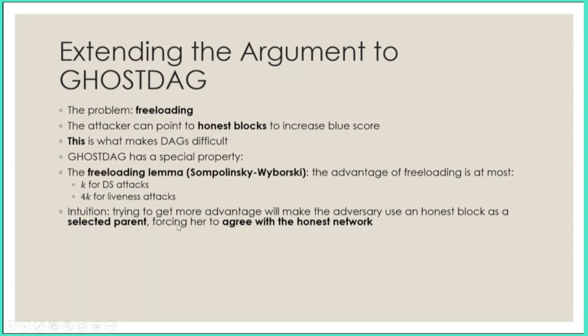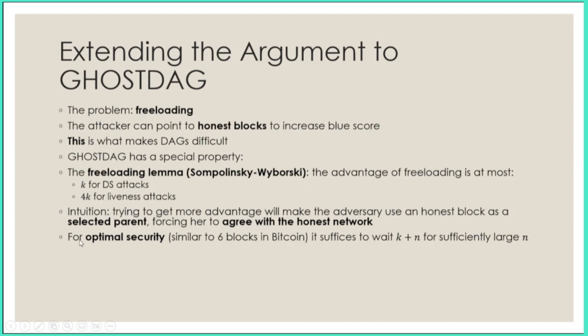But the intuition is essentially that if you're trying to gain more than K or 4K weight from the network, then you would eventually see that one of the blocks of the honest network becomes your selected parent. So actually you agree with the honest network, and so it's no longer an attack. Even if you cultivate this chain and post your blocks, then you agree with the honest network and you don't revert the transaction anymore. So it doesn't help you. As long as you want to leech off the honest network in a way that your chain still prefers the conflicting transaction that you're trying to replace from the honest network, then you wouldn't be able to gain more than this constant advantage.